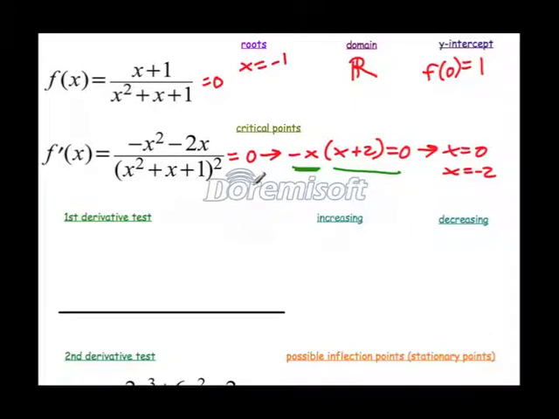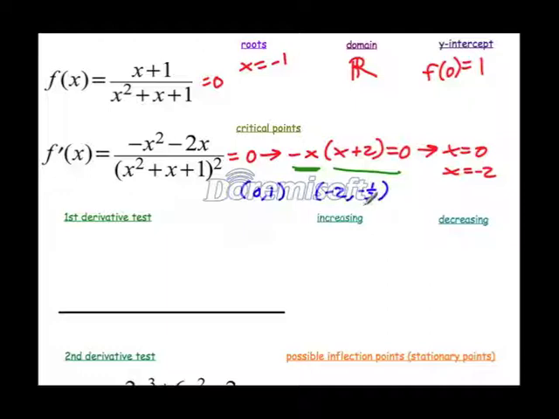Now, for graphing purposes, we're going to want to do a good job of graphing, so we not only want the x-coordinates, we want the y-coordinates of our critical points. So we plug the 0 back into the original function. Well, that was the y-intercept. We know it's at 0, 1. And the other point, plug the -2 in, and if you put that into the original function, you get -1/3.